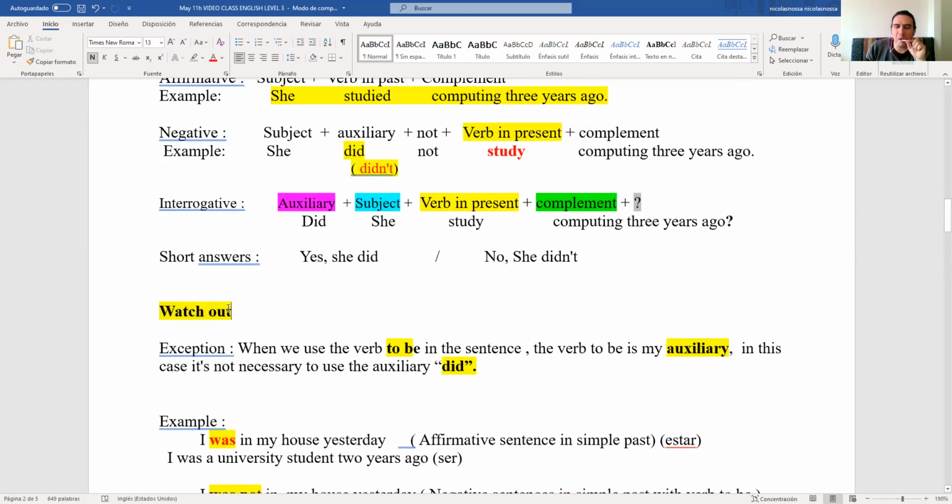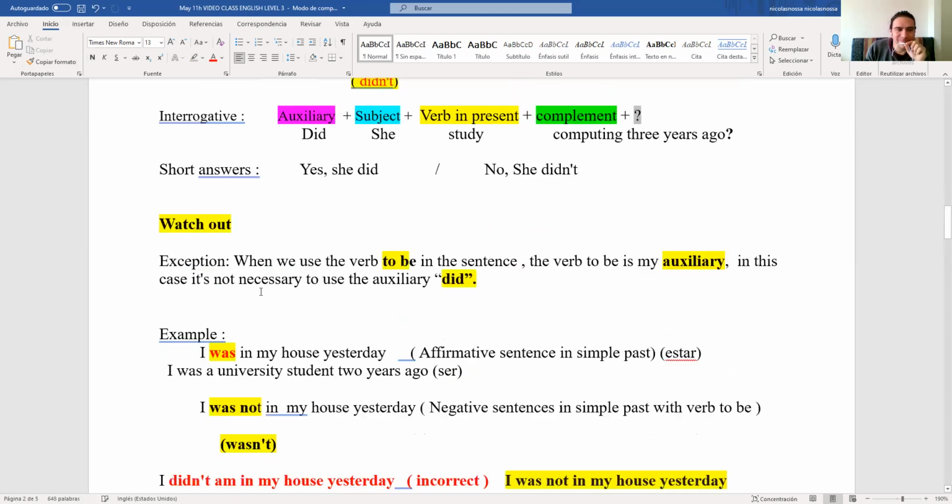Watch out, pilas. Cuando vean esto significa pilas. Watch out. Hay una excepción, como siempre. Exception. Pilas que esta es una excepción muy importante. When we use the verb to be in the sentence, the verb to be is my auxiliary. In this case, it's not necessary to use the auxiliary did. Okay, I'm going to translate it for you. Cuando usamos el verbo to be en la oración, el verbo to be es mi auxiliar. En este caso, no es necesario usar el auxiliar did. Solo cuando tengo el verbo to be.